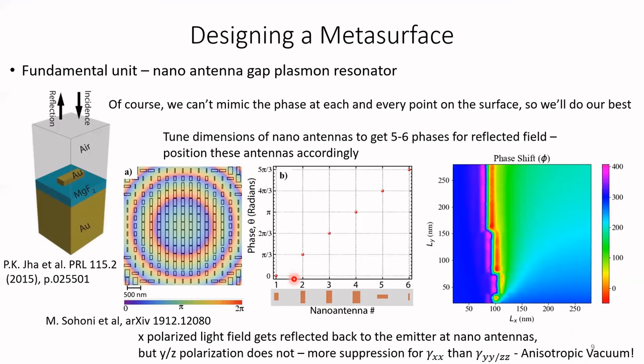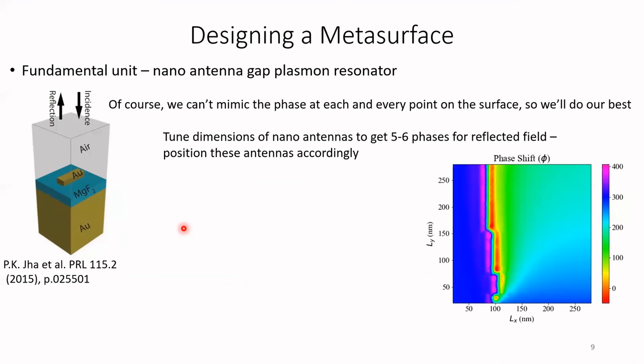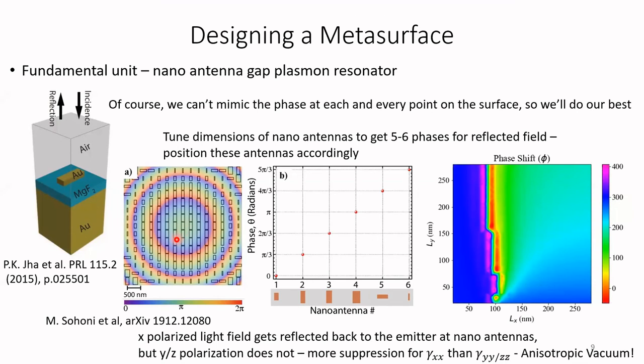So you can see at the origin I'm close to pi, which is corresponding to X and Y being 0, which is what we wanted, and based on the arrangement of the other nano antennas, we have reasonably created the phase profile that we wanted. And because of this, we have a lot more suppression for an X dipole as compared to Y or Z dipole, and hence a smaller gamma XX than gamma YY and gamma ZZ. And we actually created an anisotropic vacuum.